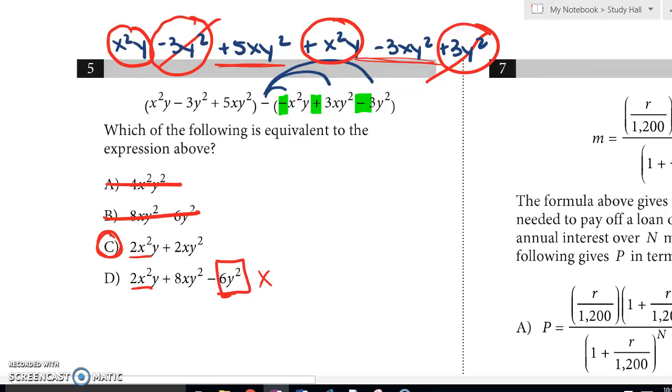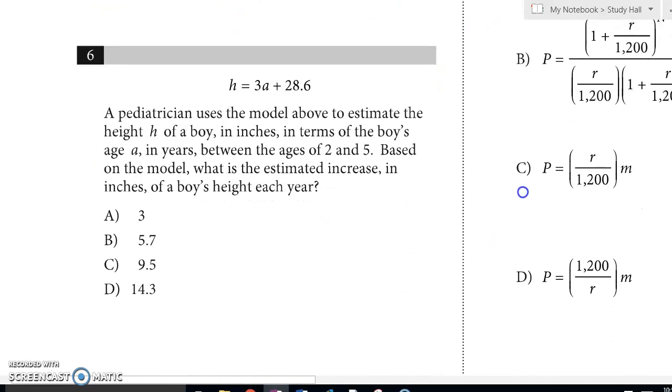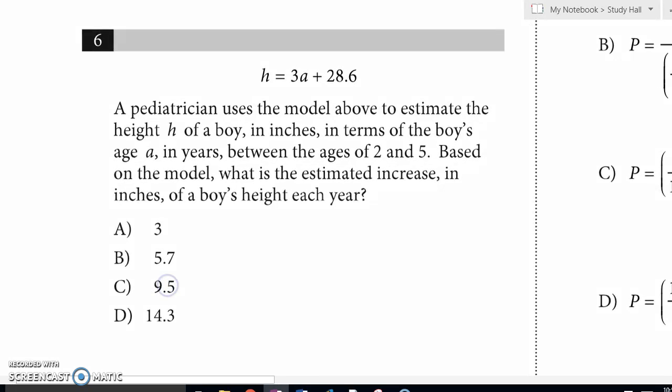Okay, so pretty simple, not really any tricks there. Definitely using what we learned in school. Number 6, the first time I saw this problem I was a little bit confused for some reason, but it's actually pretty simple. It says a pediatrician used the model above to estimate the height h of a boy in inches, in terms of the boy's age, A, in years, between the ages of 2 and 5. Based on the model, what is the estimated increase in inches of a boy's height each year?